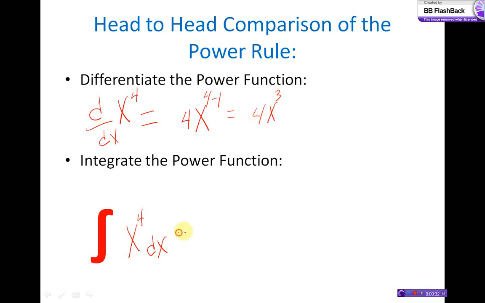In our integration problem, what we do is we add 1 to the original exponent and then divide by that number. So that answer is going to be x to the fifth divided by 5 plus our constant of integration.